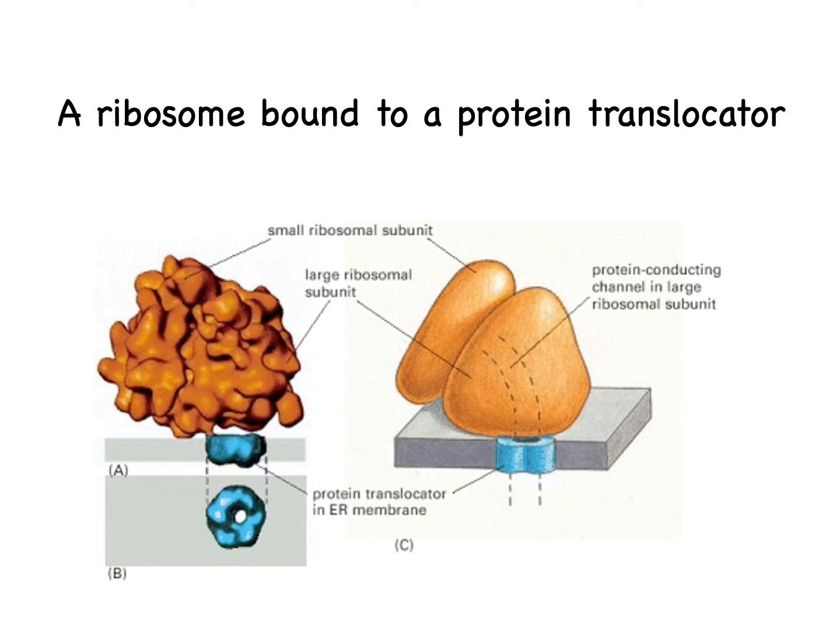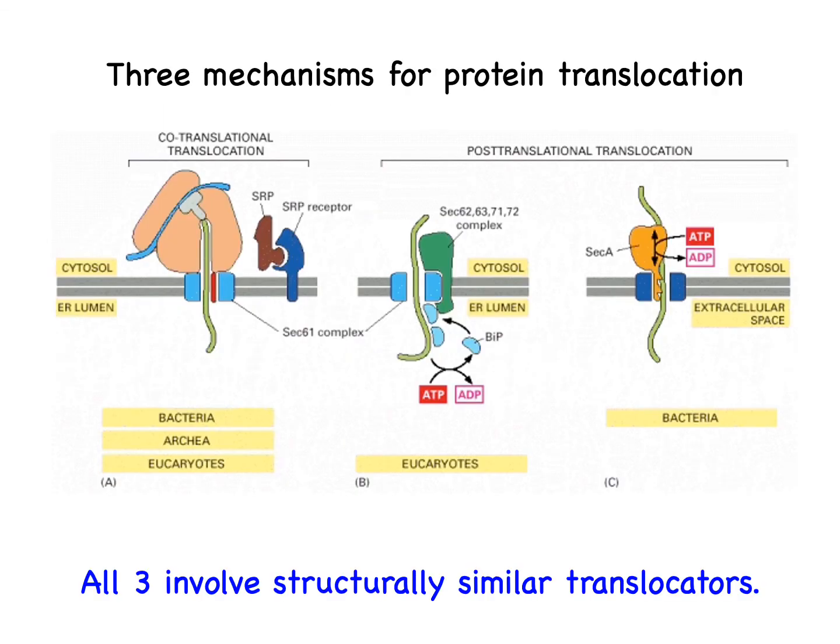So this is a little more schematic of the ribosomal docking on a translocator, and the polypeptide shown as dotted lines on the right here being pushed through this channel into the ER. Okay, so there are three basic mechanisms for protein translocation.